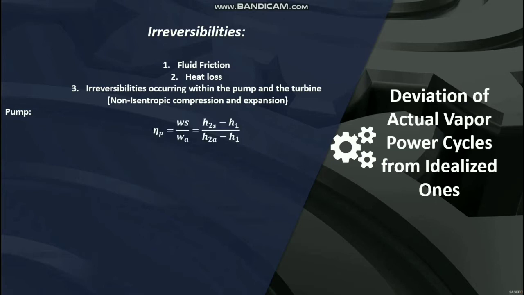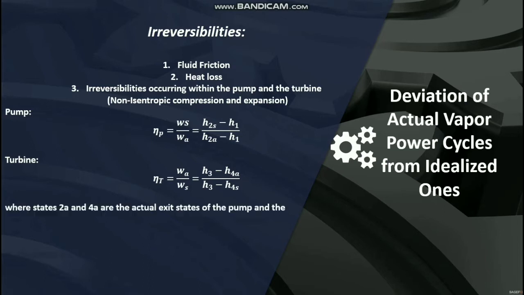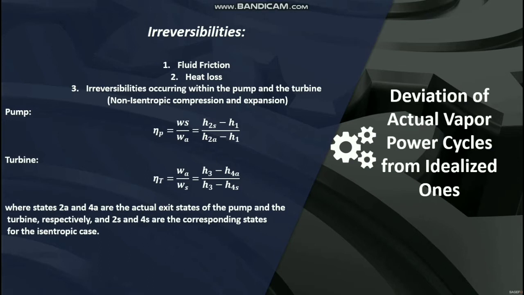this is the formula to get the efficiency. Ideal work over actual work can also be solved by h2s minus h1 over h2a minus h1. For the turbine, we can get the efficiency of the turbine by the work actual over work ideal equals h3 minus h4a over h3 minus h4s, where states 2a and 4a are the actual exit states of the pump and the turbine, respectively, and 2s and 4s are the corresponding states for the isentropic case. And for cavitation and others.